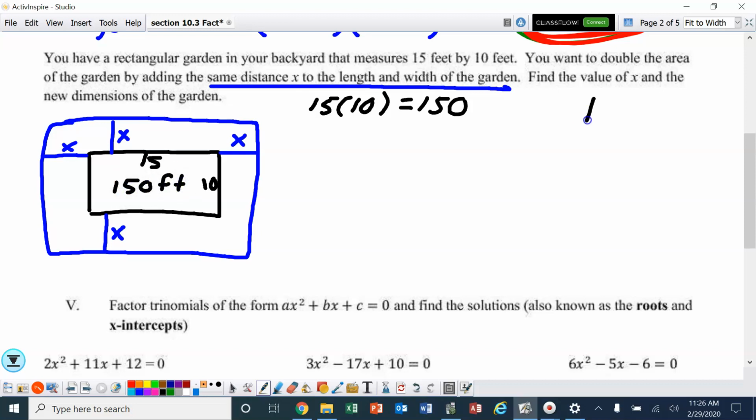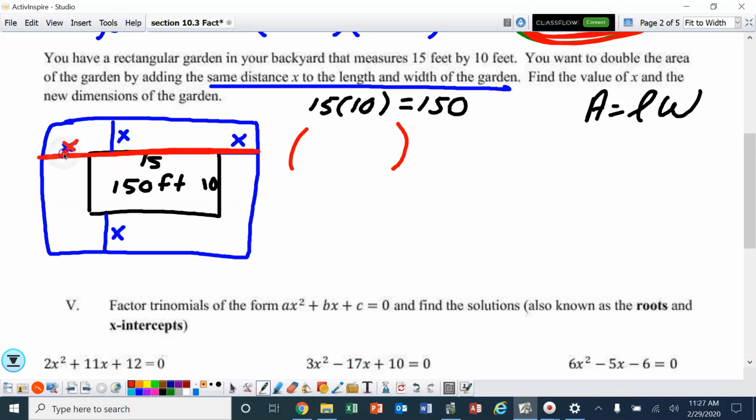Well, remember, area equals length times width. All right, here we go. Let's see if I can do this and make sense. I'm going to color code here. So I'm going to do the length. The length is this.